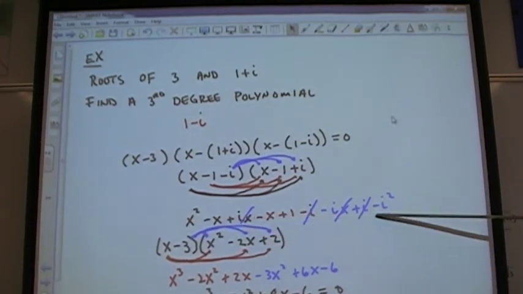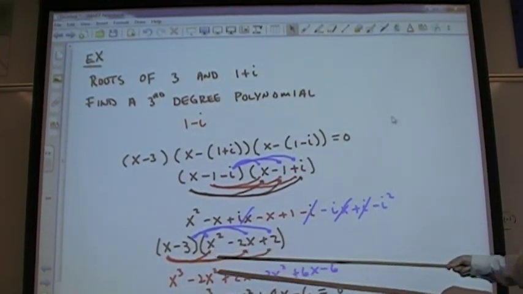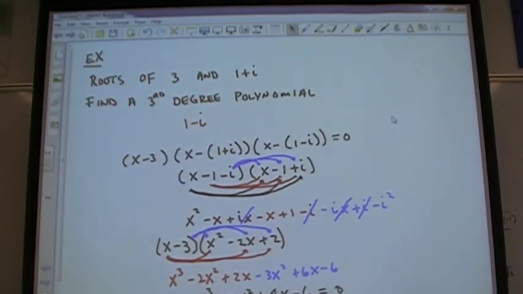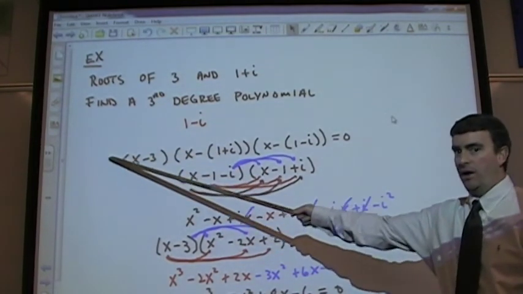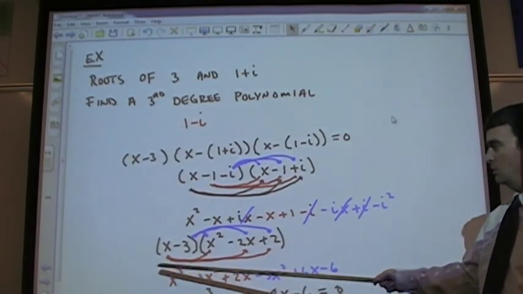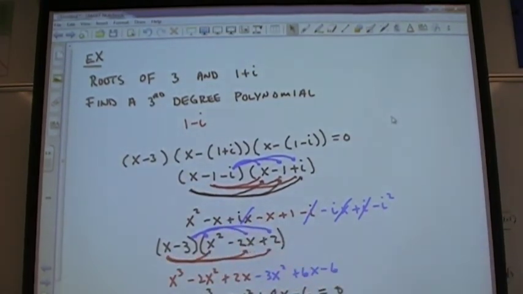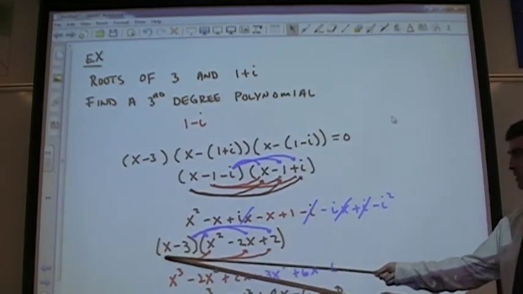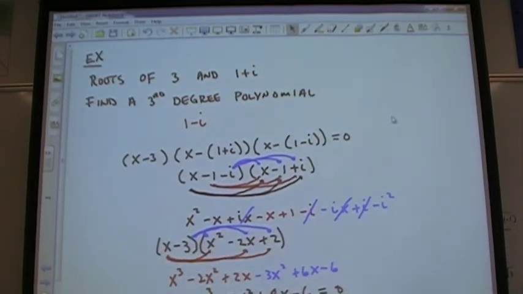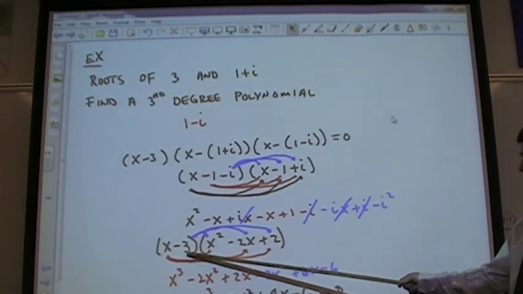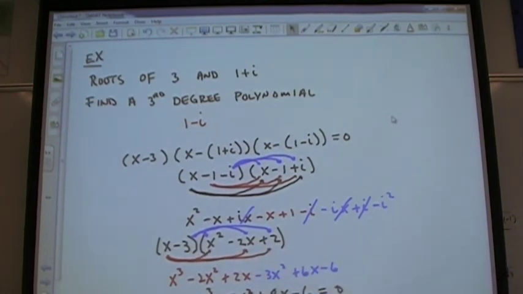So when I simplify all this, I end up with this trinomial: x squared minus 2x plus 2. But you're not finished yet, because you have to take your other factor that you haven't done yet, which is x minus 3, and multiply it by this result. Take the x, multiply it by each term here. You get x cubed minus 2x squared plus 2x. Take the minus 3 and multiply by each term. You get minus 3x squared plus 6x minus 6. And then you simplify that to x cubed minus 5x squared plus 8x minus 6.